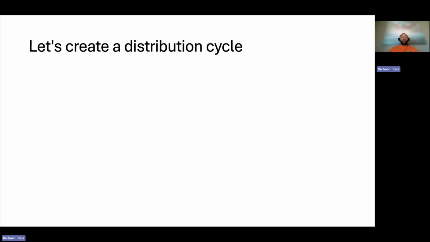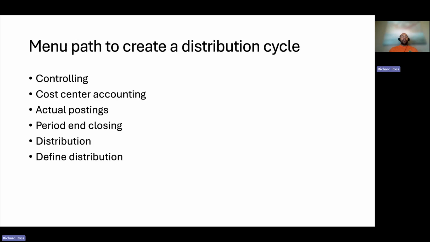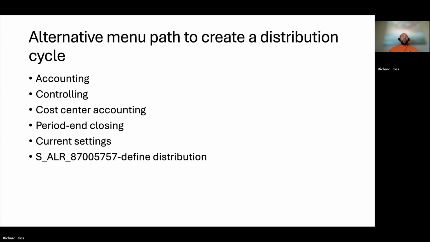Let's create a distribution cycle. Menu path to create a distribution cycle. Controlling, cost center accounting, actual postings, period and closing, distribution, define distribution. Alternative menu path to create a distribution cycle. Accounting, controlling, cost center accounting, period and closing, current settings, define distribution.